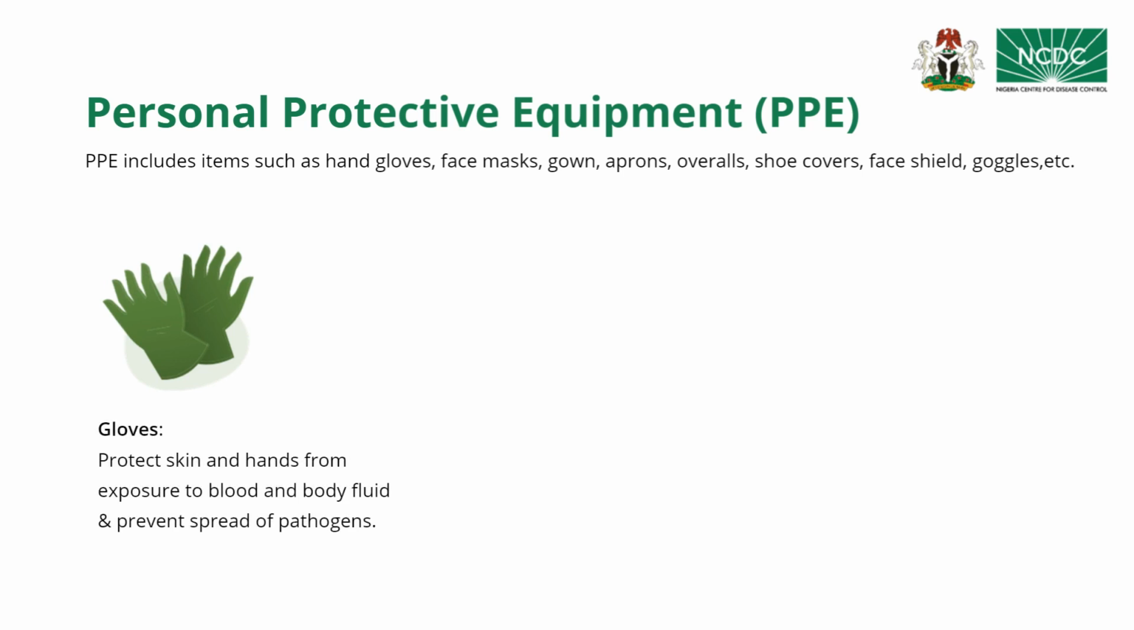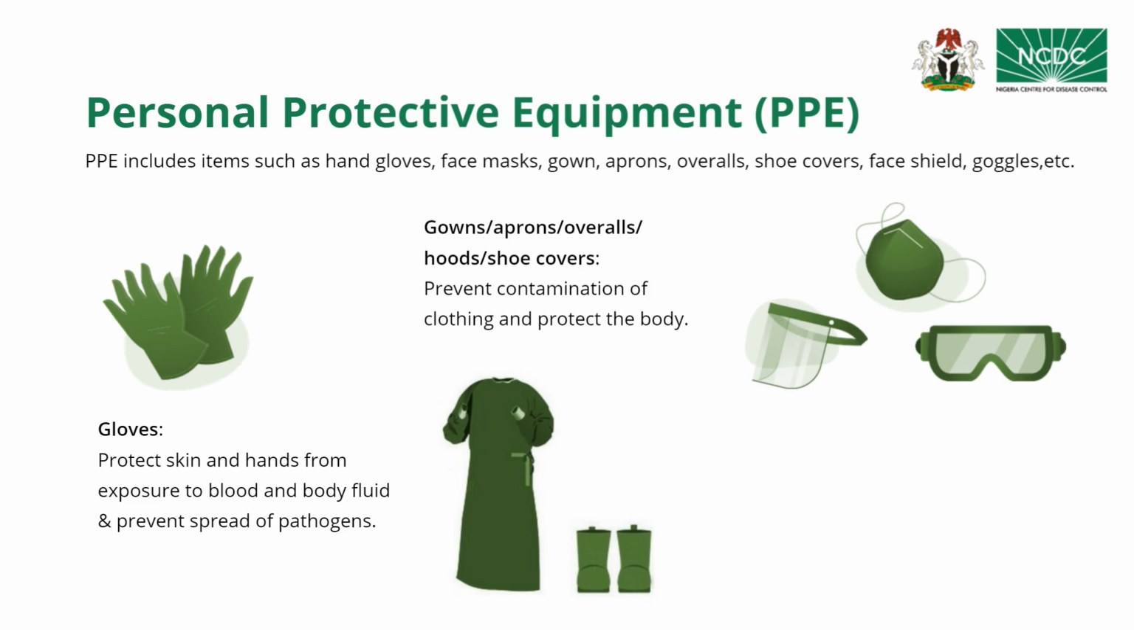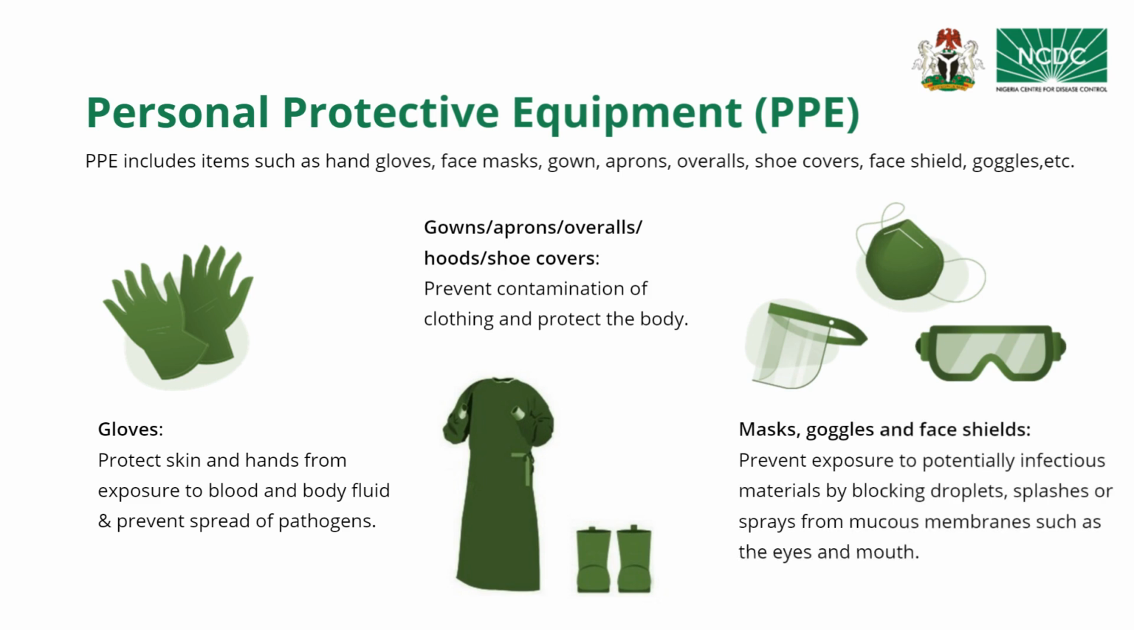Gloves are used to protect the skin and hands from exposure to blood and body fluid and to prevent the spread of pathogens to other patients. Gowns, aprons, overalls, hoods, or shoe covers are used to prevent contamination of clothing and protect the body. Masks, goggles, and face shields are used to prevent exposure to potentially infectious materials by blocking droplets, splashes, or sprays from mucous membranes such as the eyes and mouth.